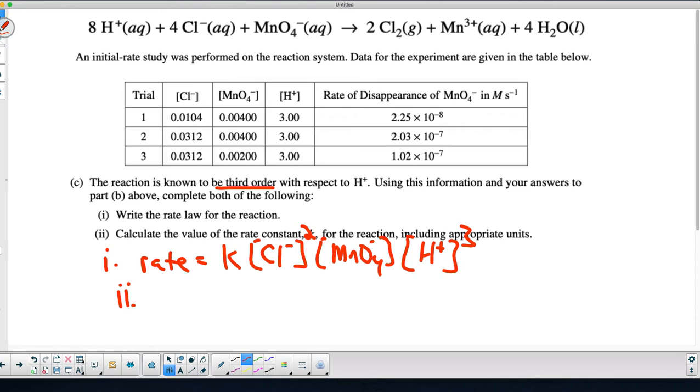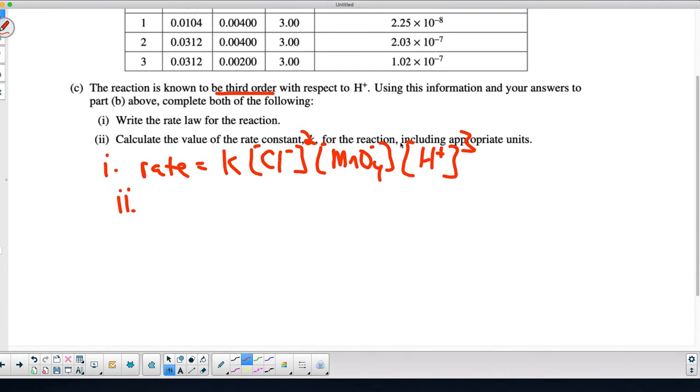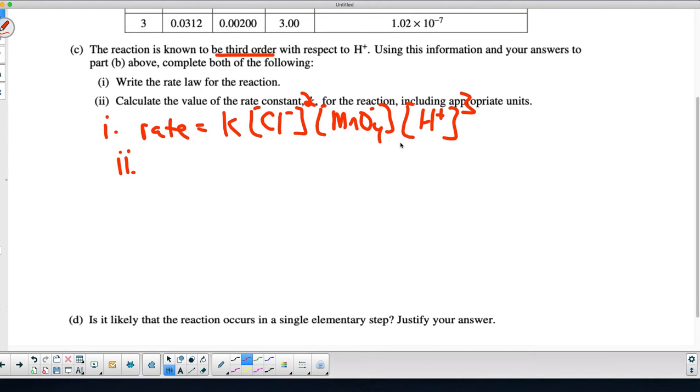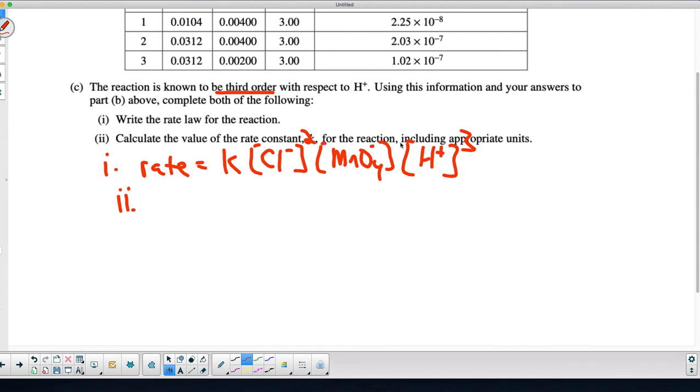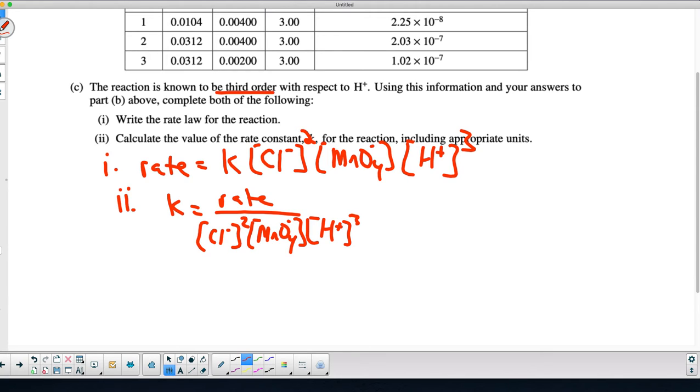Calculate the value of the rate constant for the reaction, including appropriate units. All right, I need some room. Let me scroll down. To do this, I'm going to use reaction number 1, or trial number 1. So all I'm going to do is literally solve for K. K equals rate divided by all of this stuff: the Cl minus to the second, the MnO4 minus to the first, and the H plus to the third. And then I just throw in the numbers.